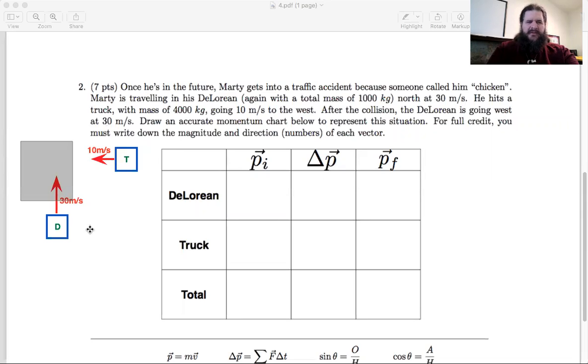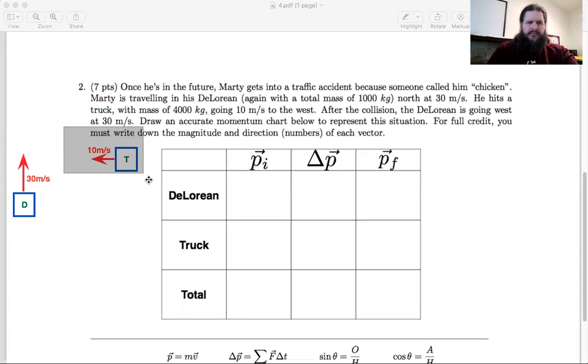And then what's going to happen to these as they travel? They are going to collide. And what are we assuming happens to them after the collision? Do we know anything about after the collision? Yeah, it seems like they stick together.